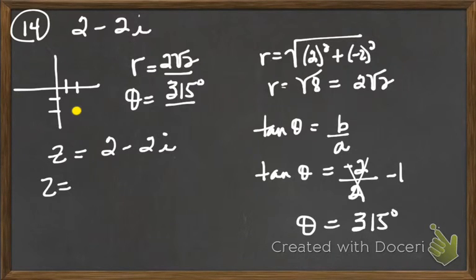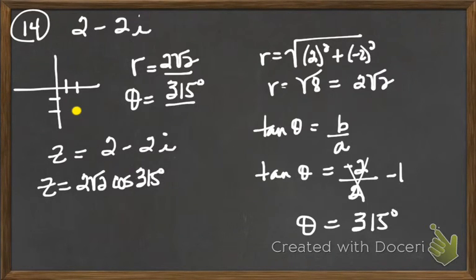So into the A, we put in r cosine theta. And for the B, we put in r sine of theta. So into that first positive 2 there, we put in r, which is 2 square root of 2 cosine of 315. Seems really weird, but we know that the A value is equal to r cosine theta. So that's what allows us to substitute that into the place of the 2.